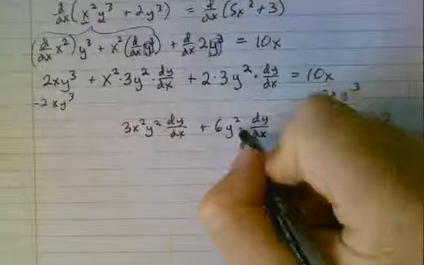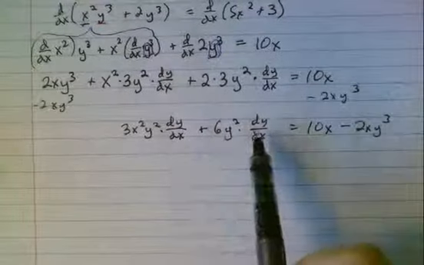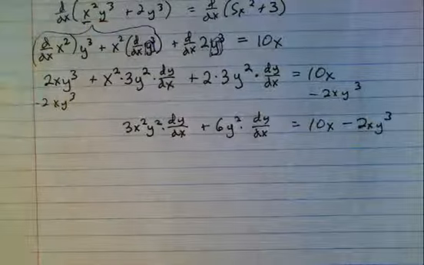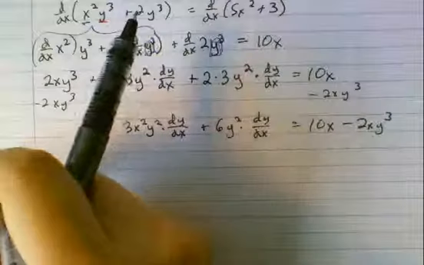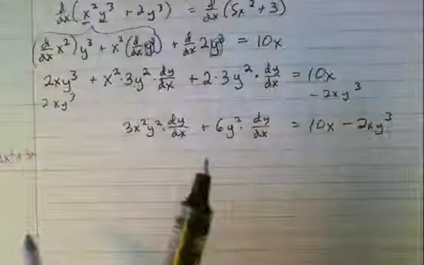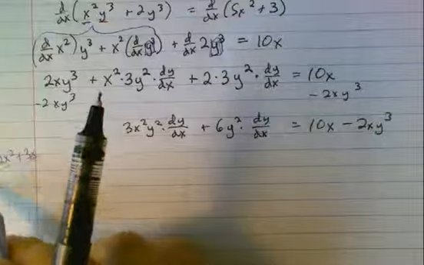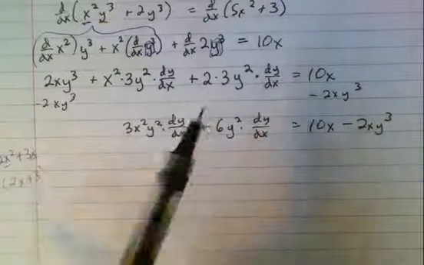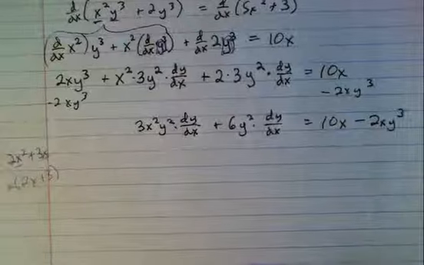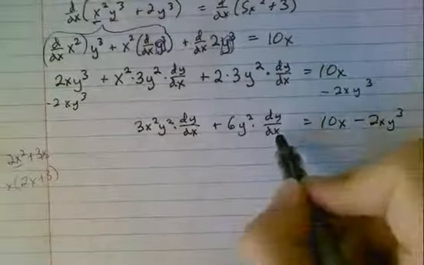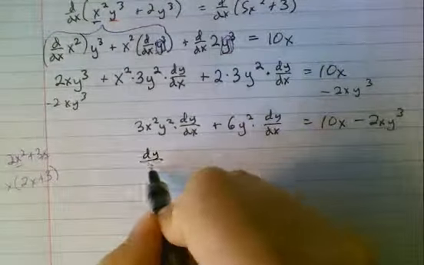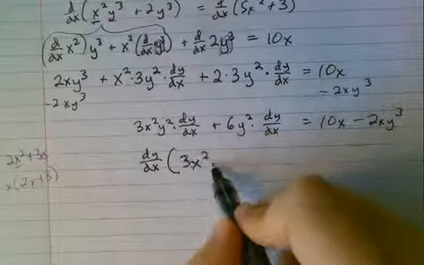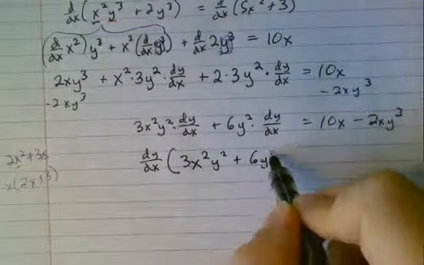Now, here's the thing. I see this dy dx in both of these. That means that I can factor it out. Just like if we had 2x squared plus 3x or whatever, we see an x in both of them, and so we can factor out that x. So I'm just going to factor out this dy dx, and left over is 3x squared y squared plus 6y squared.